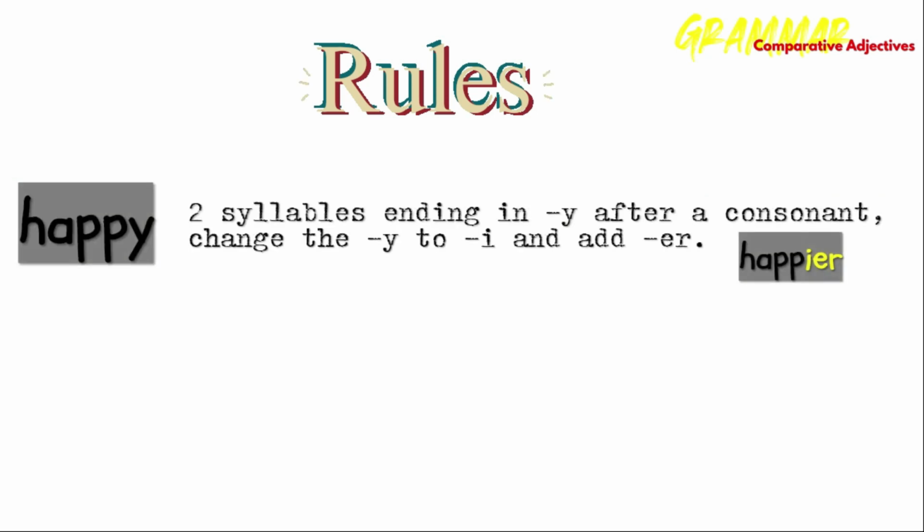If the adjective has 2 syllables and it ends in Y and the Y comes after a consonant, we change the Y to I and add ER. So we have happy and we have before Y, we have a consonant which is P. So we delete the Y, add I and ER, and now we have happier.